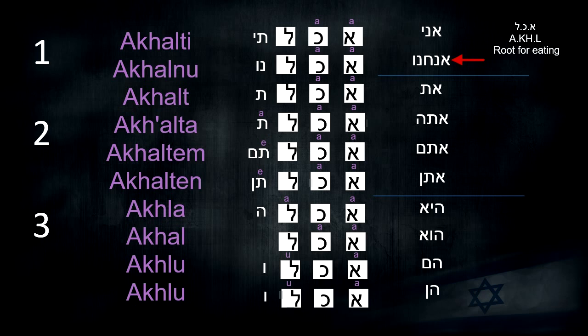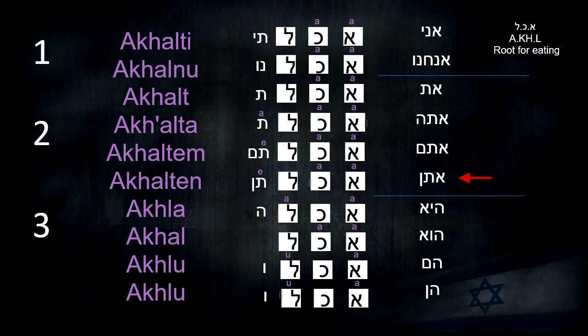At, achalt. Ata, achalta. Pay attention, it's written very similar to the pronoun before, to at, achalt, but the ta at the end gets a vowel A. Atem, achaltem.